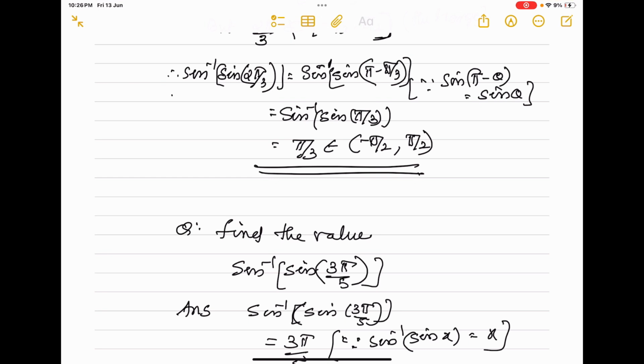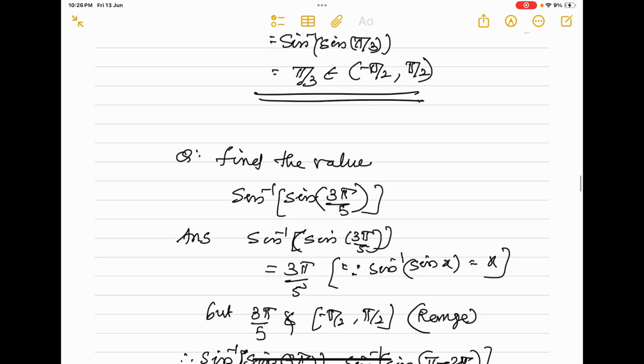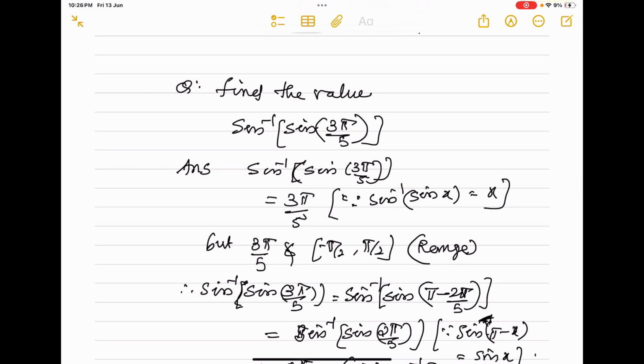Next question, find the value of sin inverse sin 3 pi by 5. Sin inverse sin 3 pi by 5 equal to 3 pi by 5, since sin inverse sin x equal to x. But this 3 pi by 5 does not belong to negative pi by 2, pi by 2. That is 3 into 36, 108 we will get in degree measure, which does not belong to negative 90 to 90. Then sin inverse sin 3 pi by 5, we can change it to sin inverse sin of pi minus 2 pi by 5.